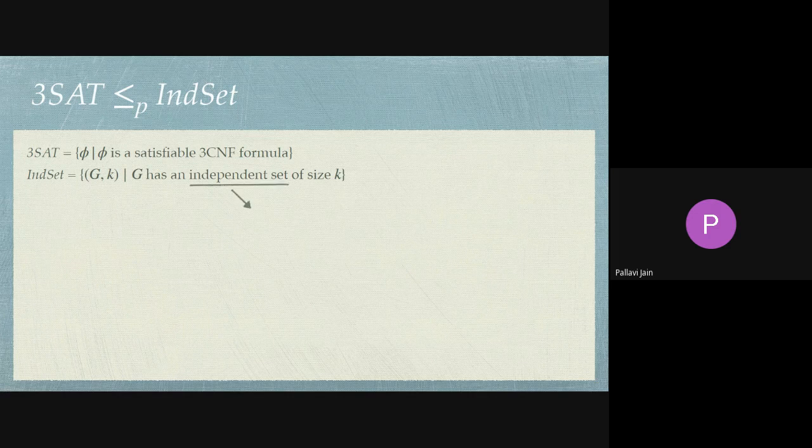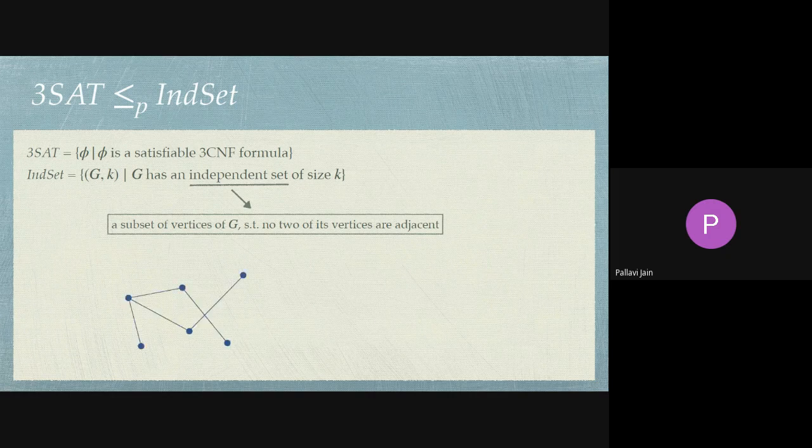In case anyone does not know what an independent set is, it is just a subset of vertices of G such that no two vertices of that subset have an edge between them. For instance, in this graph, you can find an independent set of size 3.